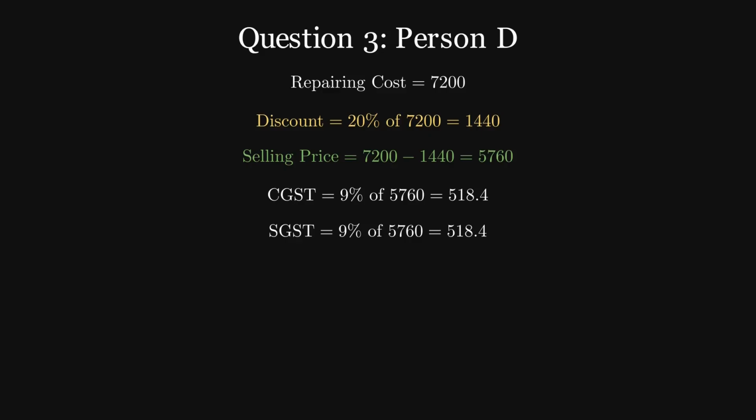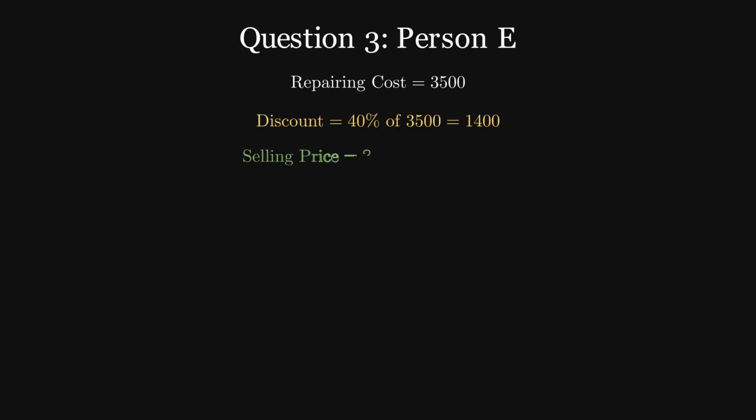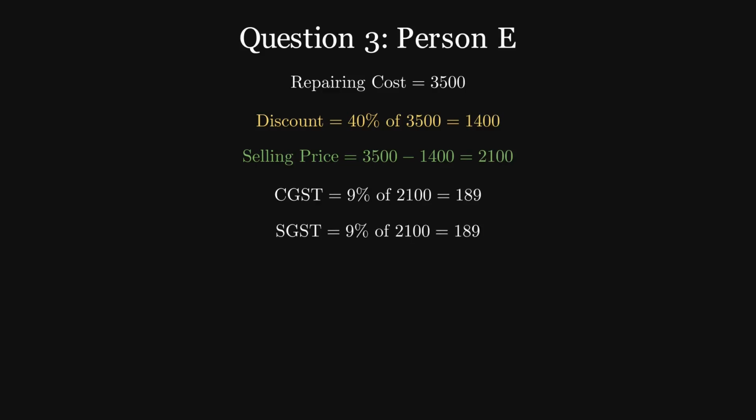Now coming for person E. Repairing cost is rupees 3,500 and discount is 40%. Discount is rupees 1,400. Selling price is 3,500 minus 1,400, which is rupees 2,100. CGST is rupees 189. SGST is also rupees 189.